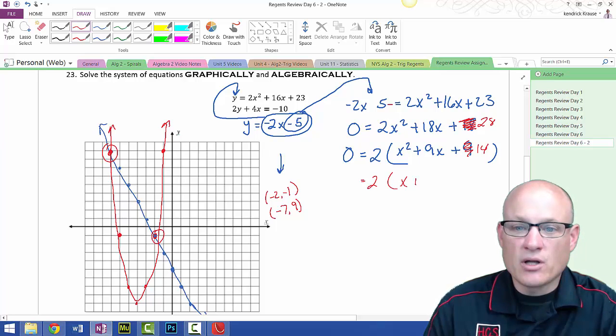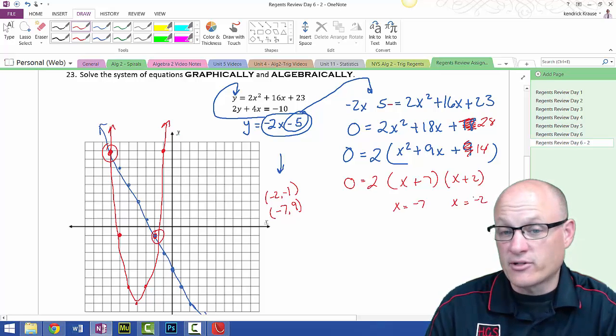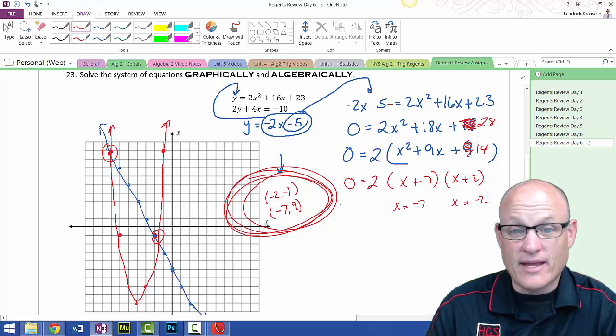X plus 7. X plus 2. Multiply to 14, add up to 9. So my two answers are x equals negative 7 and x equals negative 2. Now, if you're just solving this algebraically and you haven't done it graphically, don't forget, you still need to find the y values. I found the x values, but you still need to find the y values.